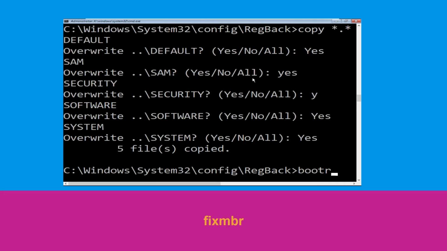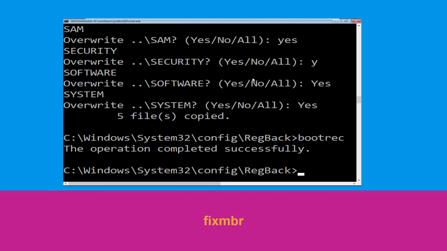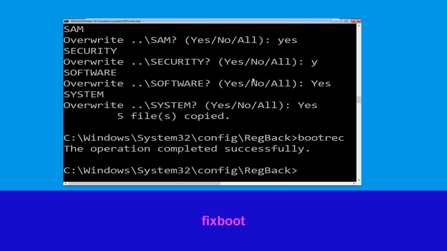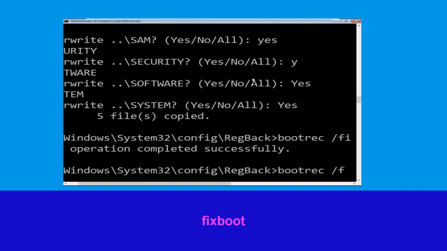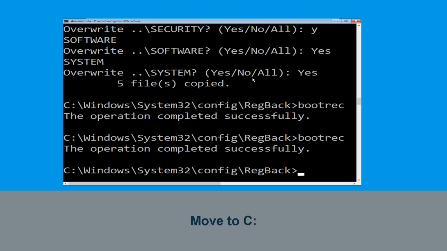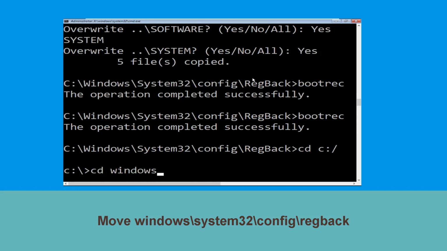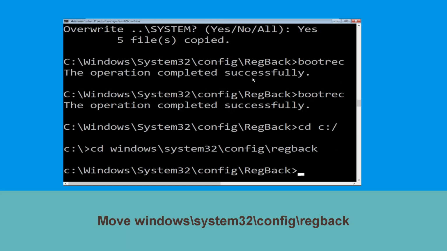Now execute this command. Type bootrec space /fixmbr and simply hit enter. Now type bootrec space /fixboot and hit enter to execute. Now execute this command cd space c:/. Let's execute this command. Type cd space windows /system32 /config /regback, then simply we need to hit enter to execute this command.